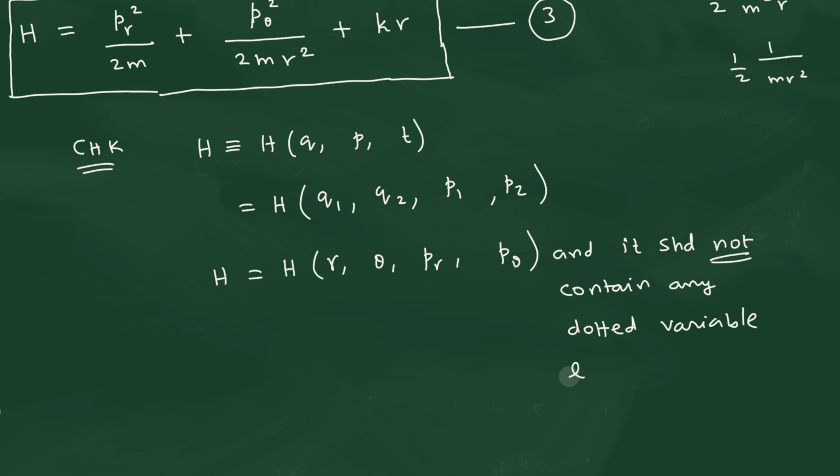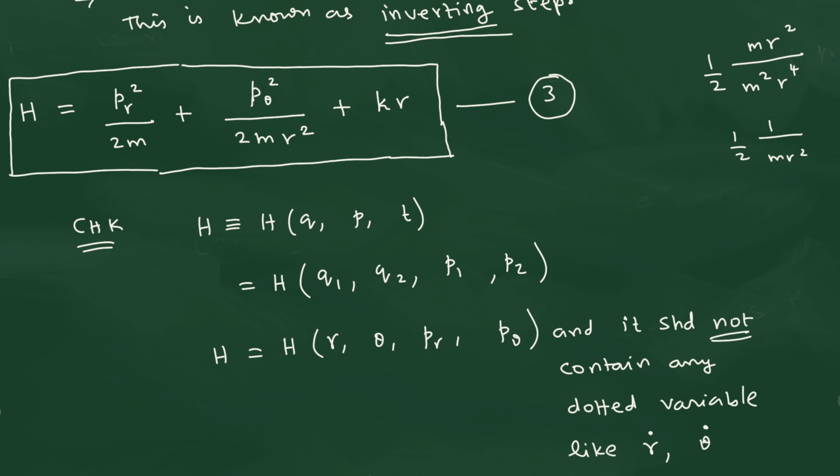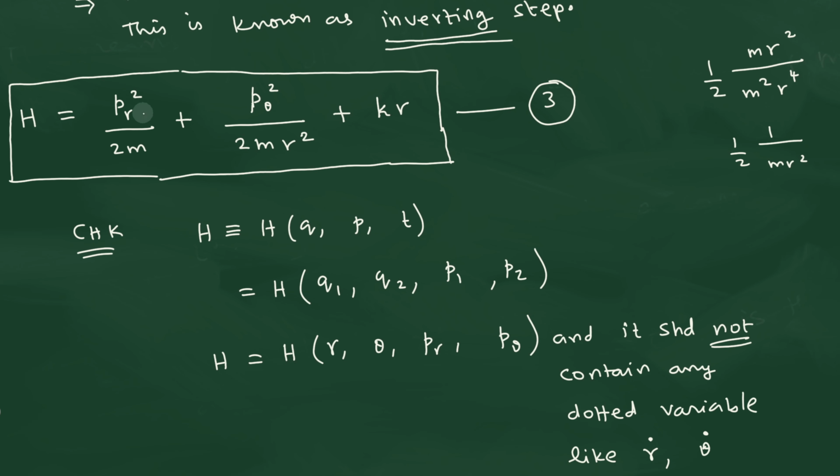What do you mean by dotted variable? It means things like r dot, theta dot. Such variables should not be present in the Hamiltonian. Now you check it here. We have p_r squared by 2m, so there is a p_r, I'll put a tick. The m is constant, forget it. p_theta is there, so put a tick here. k is constant. Then you have r here. Theta is allowed, but theta is not present.